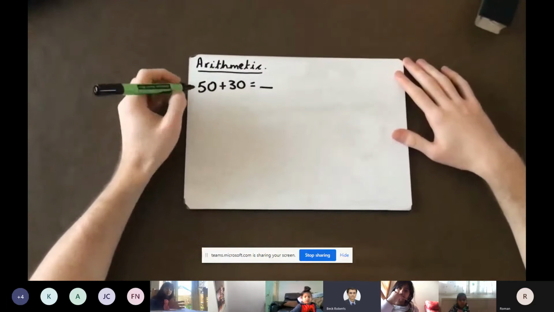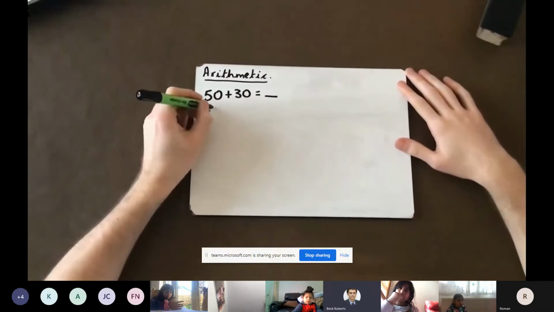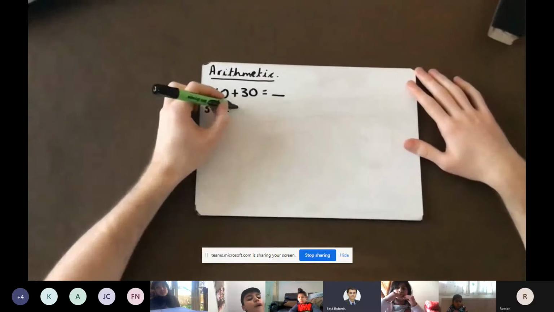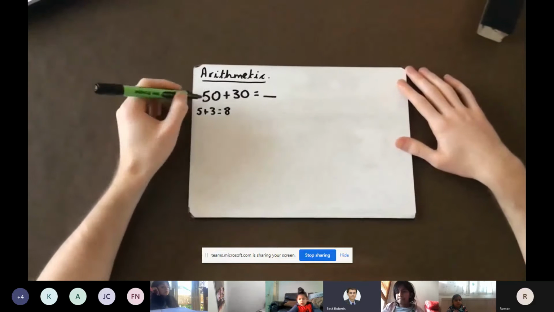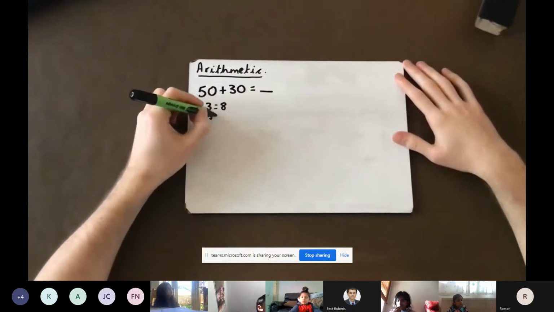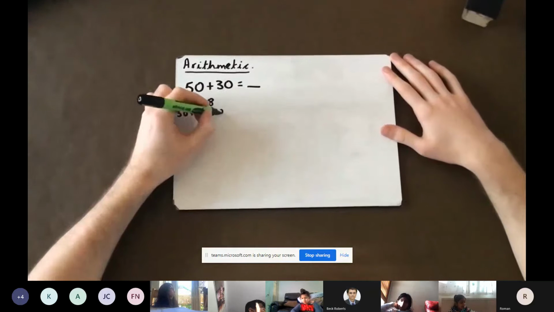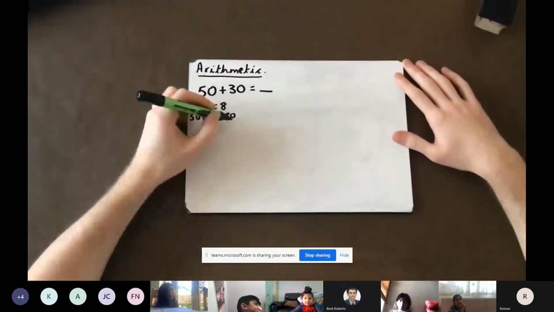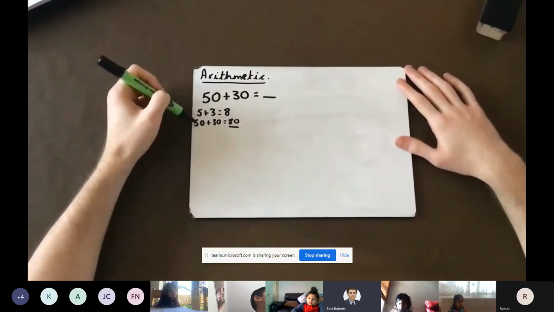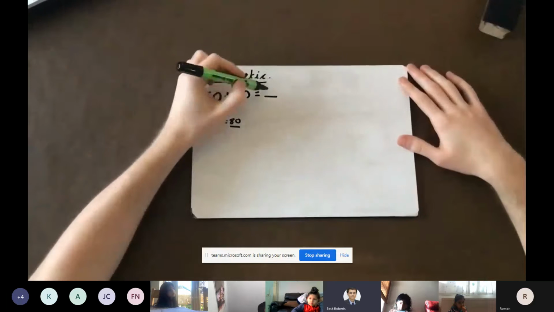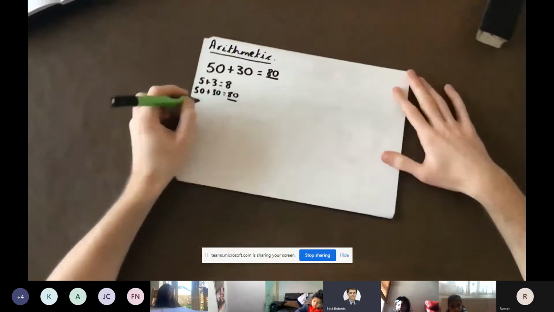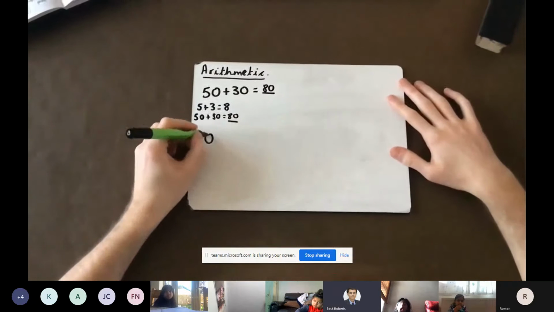So if I made this simpler, it would look like that, and I do 5 add 3, which gives me 8. And then if I make this 10 times bigger, I've made every number 10 times bigger, and that's my answer. If I know that 5 add 3 is 8, I know that 50 add 30 is equal to 80. That's your first one. You may also see a question that looks like this.